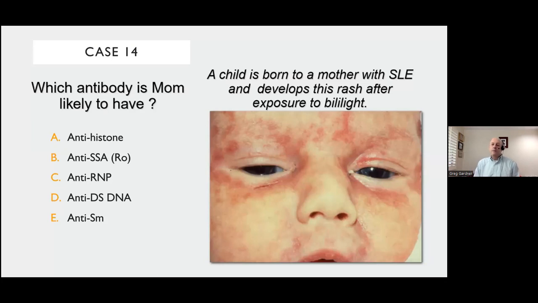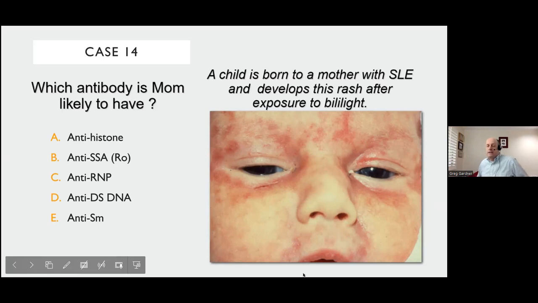So a child is born to a mother with SLE, and this little tyke develops a rash when exposed to sunlight. So what antibody is that? So a smattering, so it's actually SSA or Ro. That's one you want to remember.